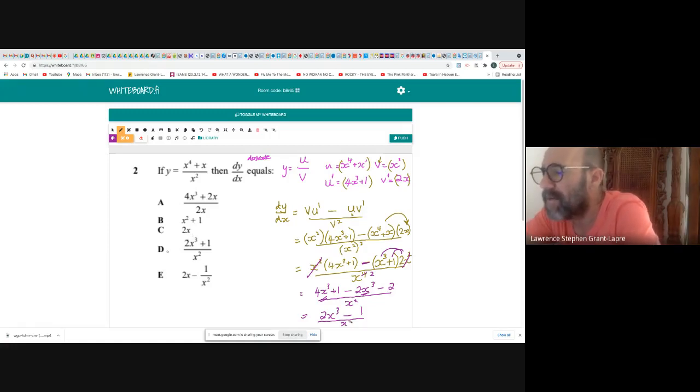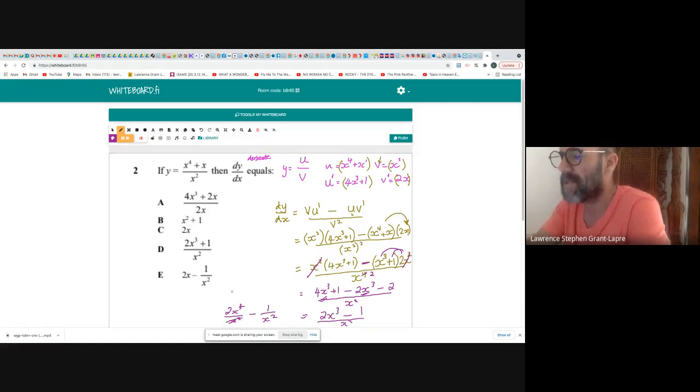And where is it? Right, this E actually has split it up because if you separate this into two fractions, 2x cubed over x squared minus 1 over x squared is 2x. So we're talking about E is the correct answer for question 2.